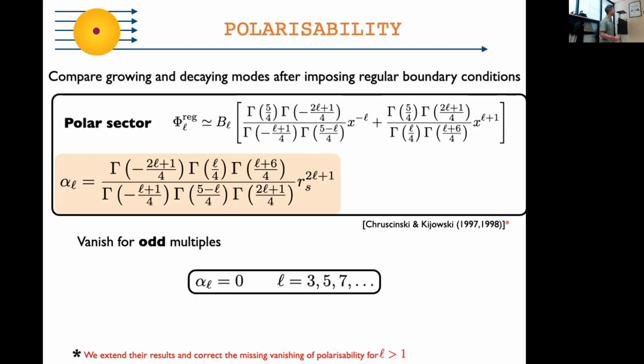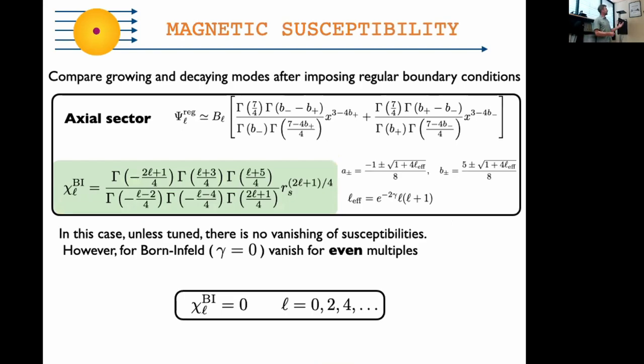So this was actually done late in the 90s, but we extended it, and especially we identified the whole structure of multipoles which vanish. Okay, and we did it not only for the electric polarizability, but also for the magnetic susceptibility. This again is related to the axial sector. Since we have two sectors, we have the polar, which gives the polarizability, and the axial sector gives you the magnetic susceptibility. In this case, we get basically the same, slightly more complicated because we have this gamma factor here. But the concept is basically the same. We have an increasing and a decreasing mode, and we can compute the ratio. We can look for the poles in this gamma function, and if we have poles, then it tells us where the magnetic susceptibility vanishes.